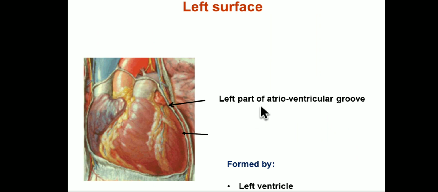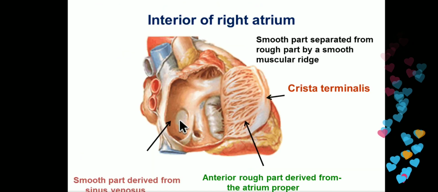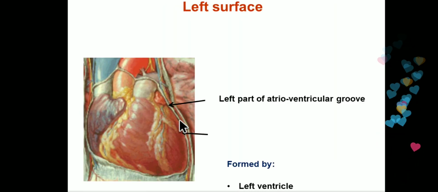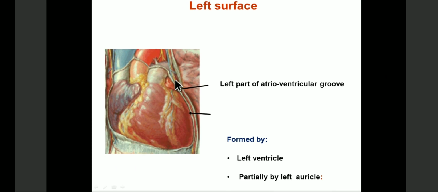On the left surface, you can see partly the left component of the coronary sulcus or the atrioventricular groove. It's mainly formed by the left ventricle and partially by the left auricle. This is the left surface of the heart, which comes in contact with the left mediastinal surface of the left lung.